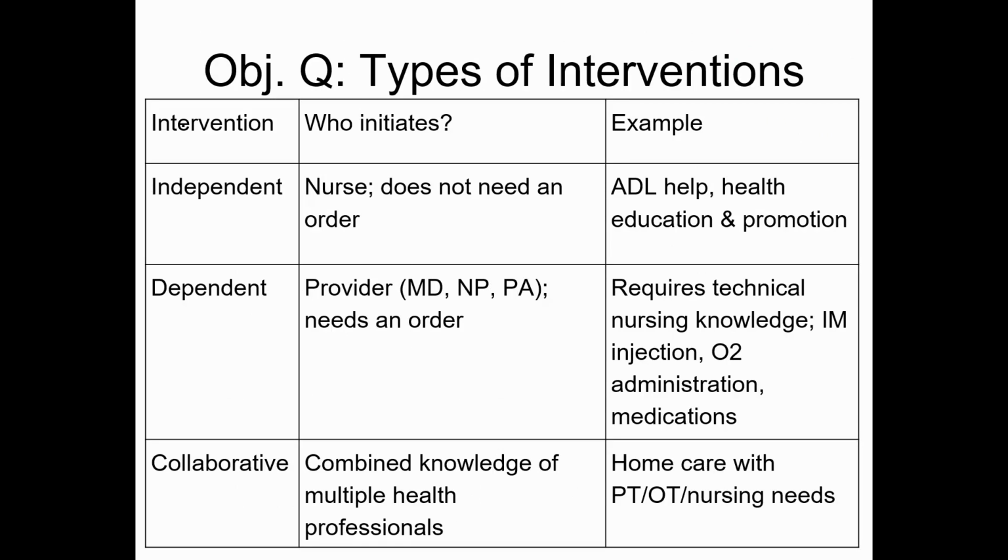So these are the types of interventions you're going to develop in your care plan. Independent nursing interventions are interventions that nurses are licensed to implement based on their education and experience. Provider-initiated interventions are interventions that require a provider's order or protocol, but they also require nursing knowledge to perform. And then collaborative interventions require a multidisciplinary approach to complete.